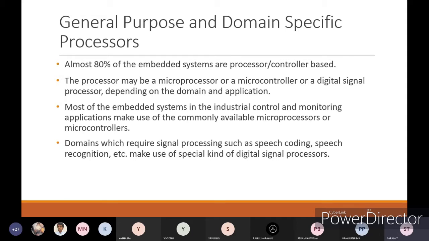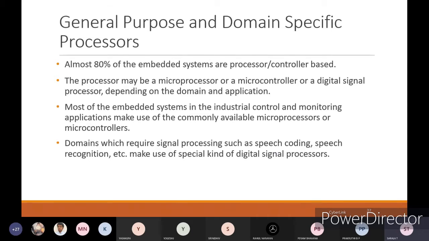If I am doing a simpler application, or it is using only 8-bit data, then you will go with an 8-bit microprocessor or 8-bit microcontroller. If you need a control operation also, then you will go for a microcontroller. If you are doing some processing on the data given as an input for your embedded system, then a digital signal processor will be used.